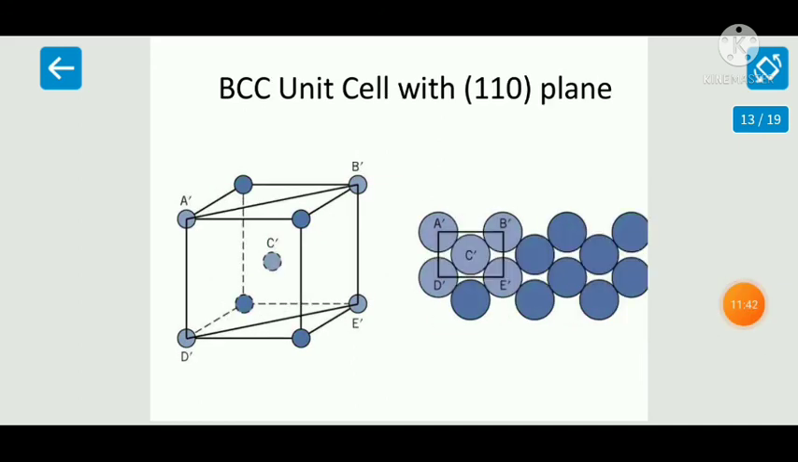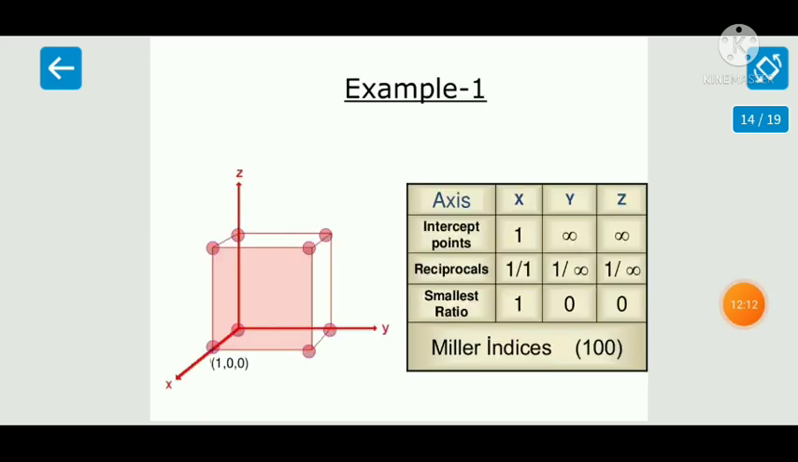Another one is the BCC, body-centered cubic unit cell, which has a 110 plane. The BCC is a body-centered cubic unit cell with a 110 plane. See this cubic structure with each corner atom at A, B, C, D. You can check it now. The center point is the body center atom. This is the plane with axis intercepts 110. See the examples, with x direction, y direction, and z direction.